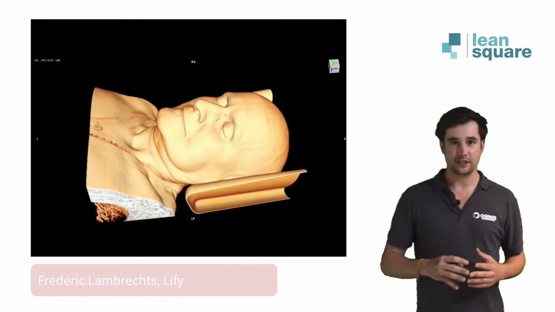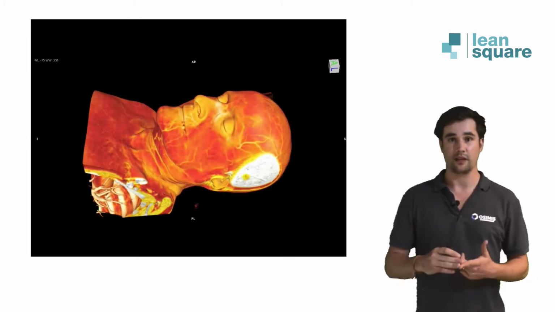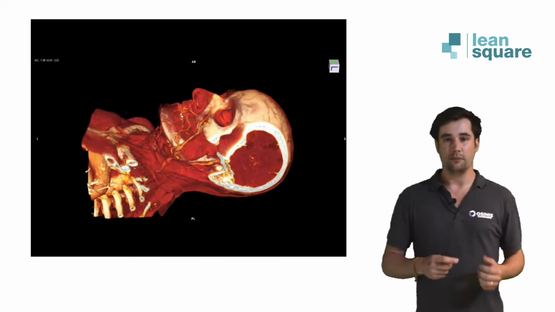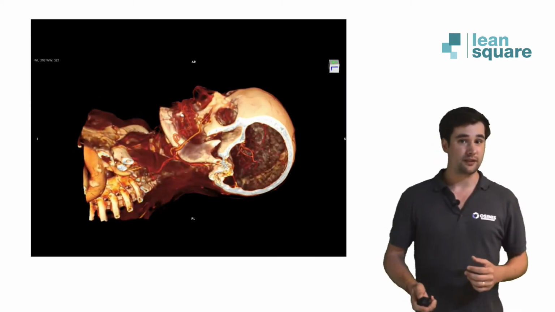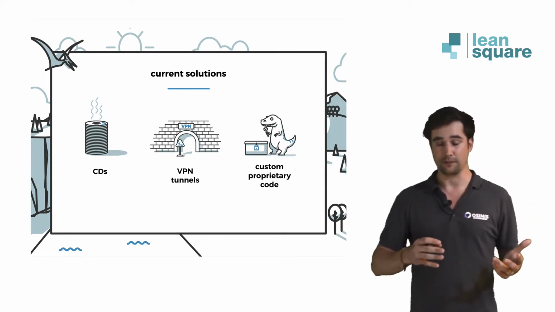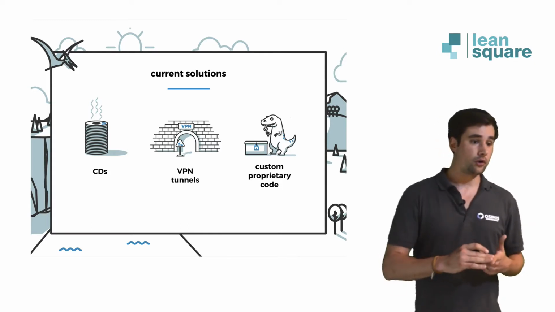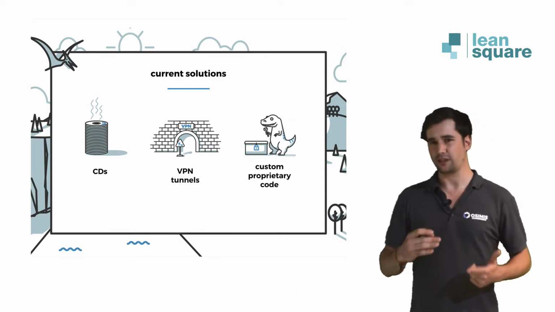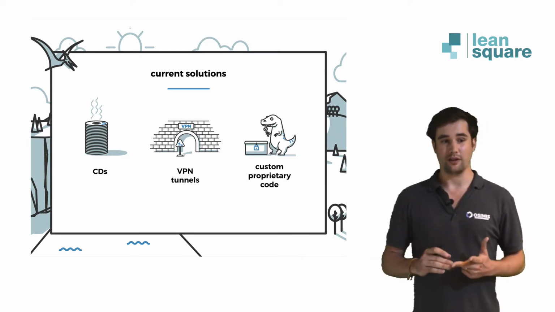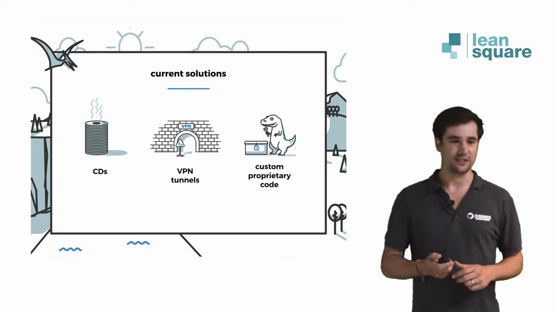Today in medical imaging there are tons of possibilities. There's 3D imaging, there's image fusion, there's image segmentation and so on. But on the other hand, it's very difficult to transfer medical images from one place to the other. There are three options basically. Either you burn a CD and you ship it with FedEx, or you set up a VPN tunnel, which is very difficult to maintain, or there are, of course, the proprietary code providers, which will sell you very expensive connections.